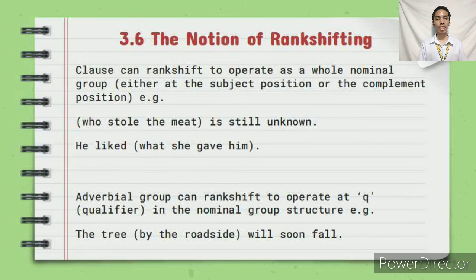Next, adverbial group can rank shift to operate as qualifier in the nominal group structure. So, in this sentence, the tree by the roadside will soon fall. The adverbial group originally, by the roadside, in this sentence, functions as a qualifier. Okay? It functions as a qualifier in the nominal group, the tree by the roadside.